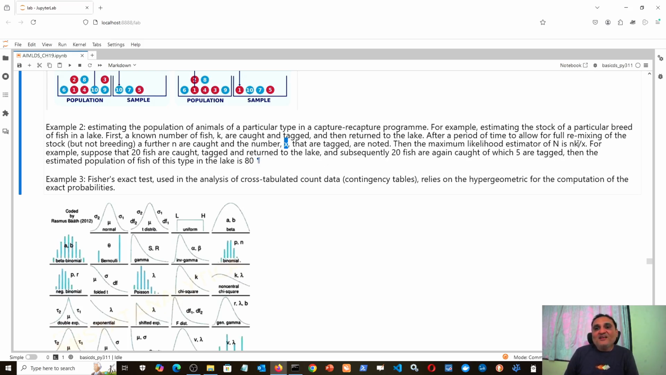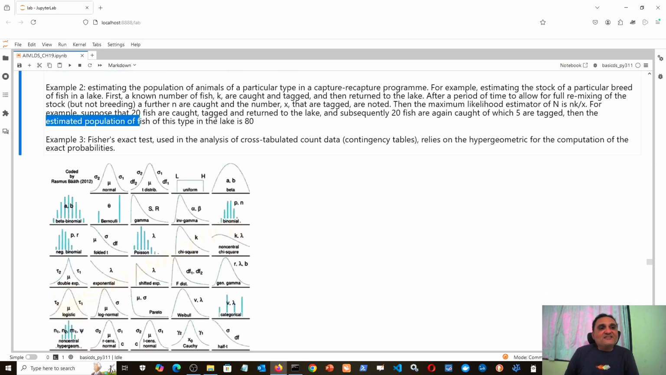So what is capital N? That is the total number of that stock in the lake. Then that is Nk divided by X, where n is 20, K is also 20, and X, the tagged fishes found in the second sample, is 5. So 20 into 20 divided by 5, 400 divided by 5. So you can say that the estimated population of fish of this type in the lake is 80.